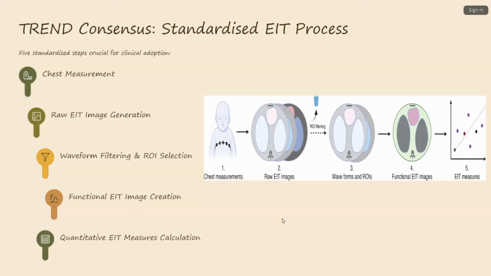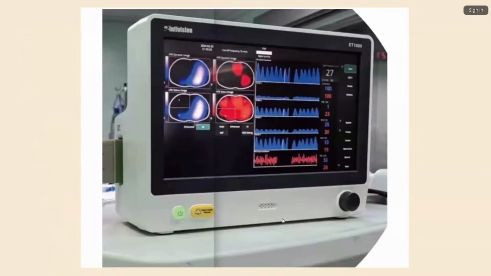And the next step is functional EIT image creation. This process involves applying mathematical operations to a series of raw EIT images and their corresponding pixel waveforms to calculate values that are plotted into EIT images. And finally, the quantitative EIT measure calculation, where we can see various measures like tidal volume, spatial distribution of ventilation, and regional compliance, etc. So this is basically how the monitor looks, and this gives us continuous bedside monitoring inside the NICU, which is non-invasive.